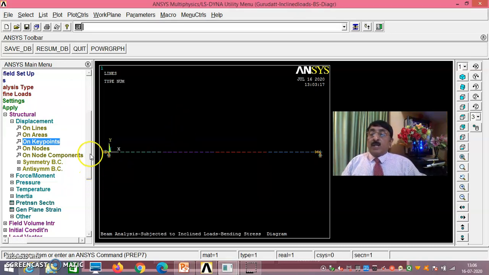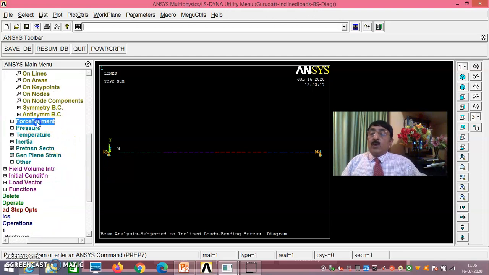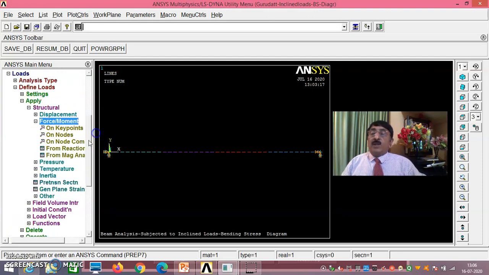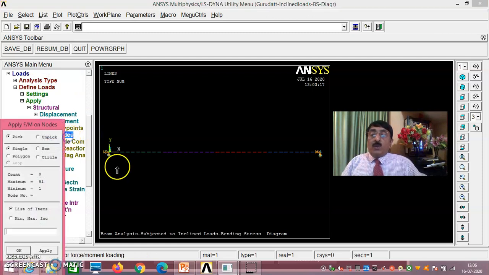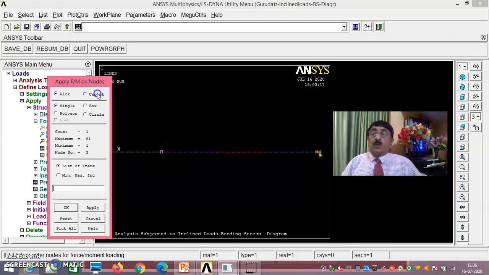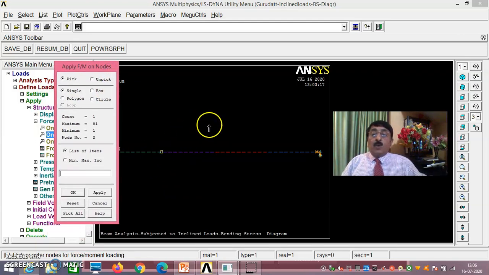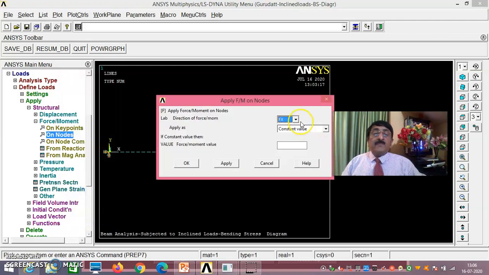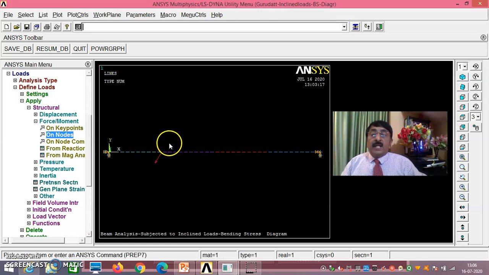Then if you come to force on moment, now you see carefully, force on moment on nodes. I'll take this node where I have already rotated the nodes by minus 30. That means the load should be at 60. I'll just say okay, Fy you make, then you say minus 100 newtons. Minus 100 it is, correct. You just say okay. Now see here, it is perfectly at 60 degrees, that inclined load is applied in the downward direction.